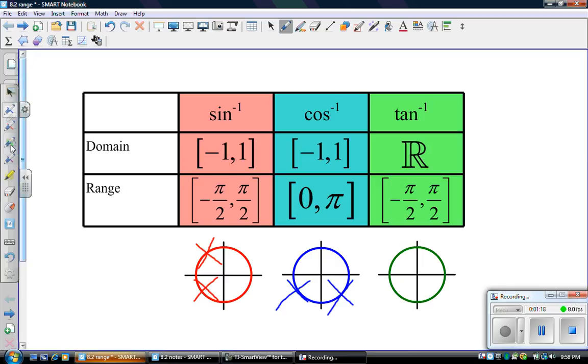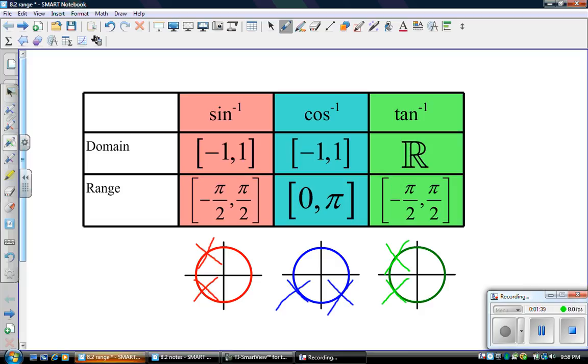And last, if we're doing an inverse tangent problem, it basically follows the exact same rule as sine. We are going from negative pi over 2, which is again back pi over 2, to positive pi over 2 up here. So again, we're crossing out the second and third quadrant.